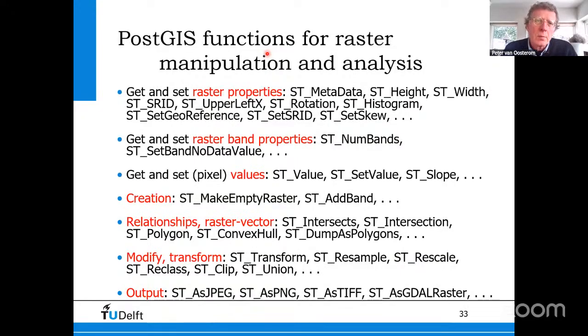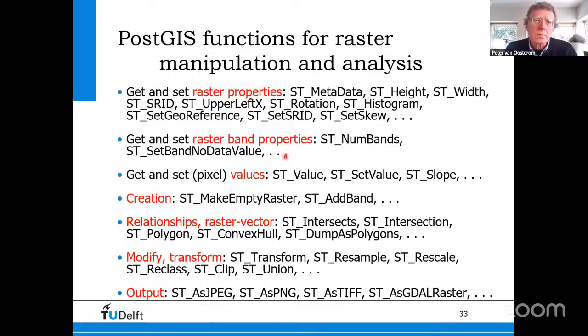Okay, here are some examples of functions. You can get values and you can set values of the raster cells. You can change the height and the width of a tile or the reference system. So that is the ST. ST means it's standardized. And then in one of the parameters of the function, you say if you set or get the value.